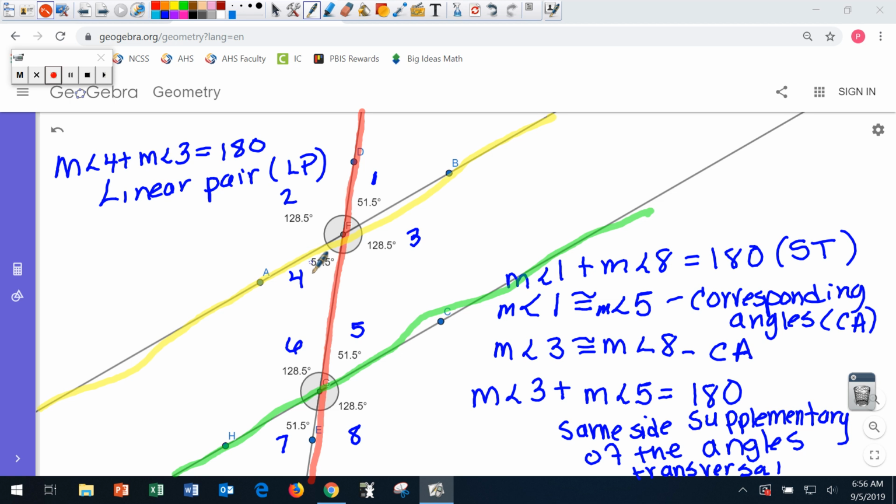Okay, so if we go back in the middle of the yellow and the green line, I want you to look at angles 4 and 5. These angles right here, they are on opposite sides of the transversal. So we're going to say alternate, and they're in the middle of the parallel lines. So alternate interior angles. So I'm going to say the measure of angle 4 is congruent to the measure of angle 5.